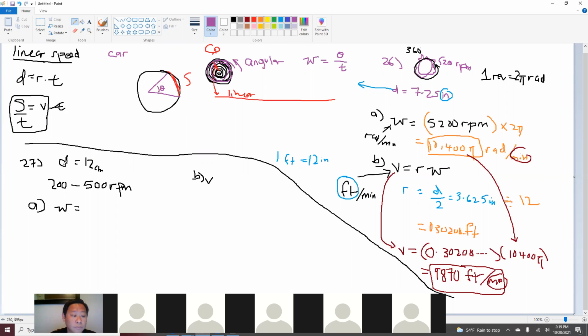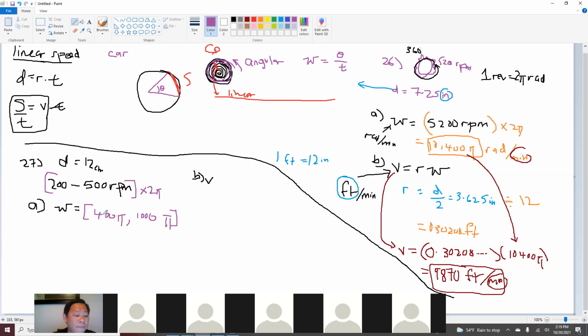You do 200 times 2 pi, and also the 500 times 2 pi. Yep. So in order for us to find the angular speed, you just multiply this. So 200 times 2 pi is 400 pi. So that means in the interval, we just start from 400 pi to 1000 pi. So this is how you write this in the interval notation.